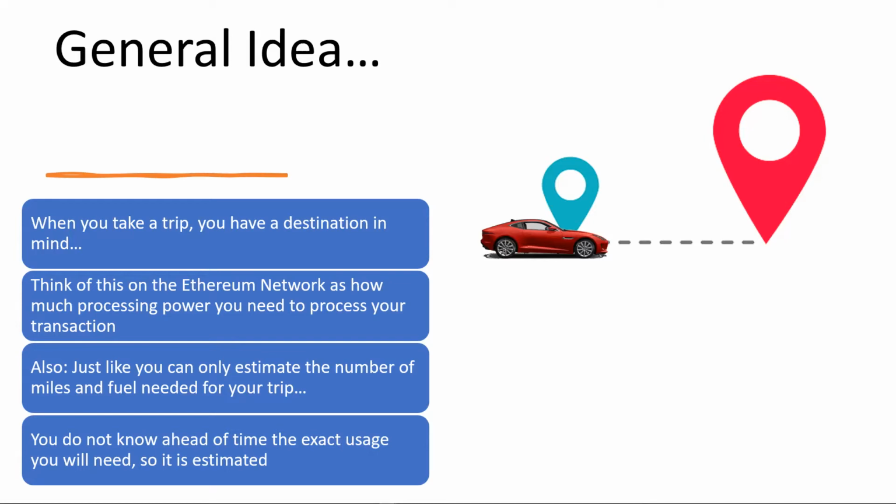Now also, just like you can estimate the number of miles and how much fuel you believe you will need for your trip, you can't predict traffic jams. You can't predict sitting at lights. You never know what your actual amount of fuel used for your trip is going to be. So just like you can't know that ahead of time, you cannot know the exact usage you will need for your transaction ahead of time.